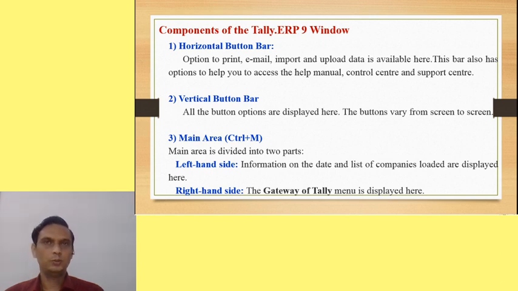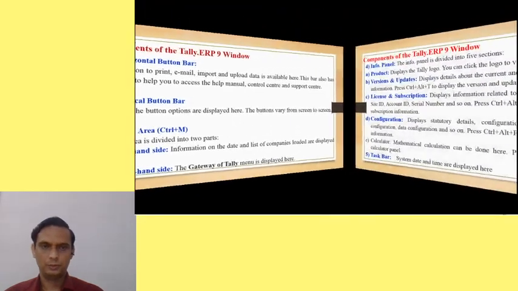The main area has two parts, the left hand side and the right hand side. On the left hand side, the system shows all the companies or open companies which we have loaded, but the active company will be highlighted and the other companies are dimmed. Next, the right hand side is the menu option called Gateway of Tally. All the operations or commands are available in this Gateway of Tally menu.